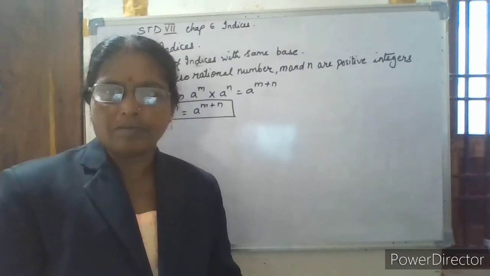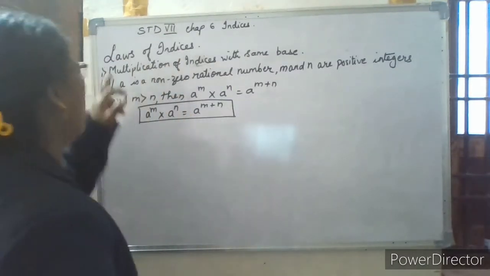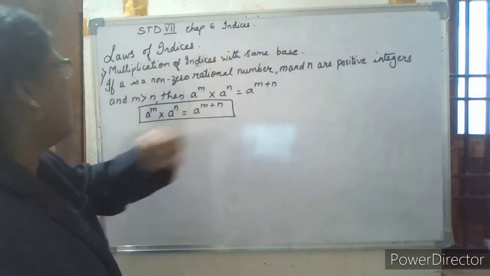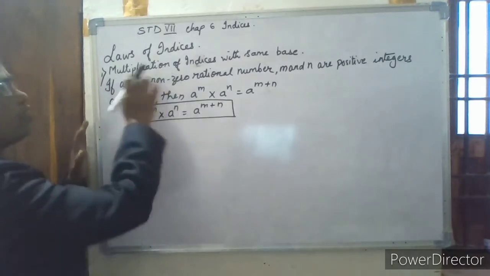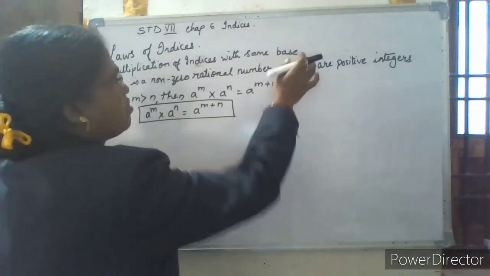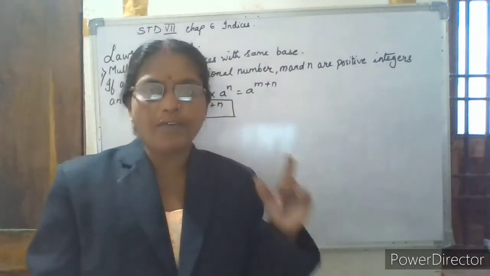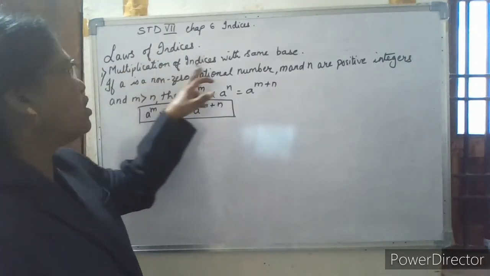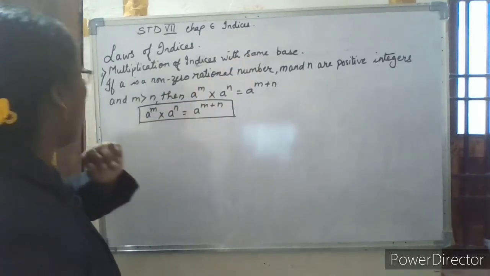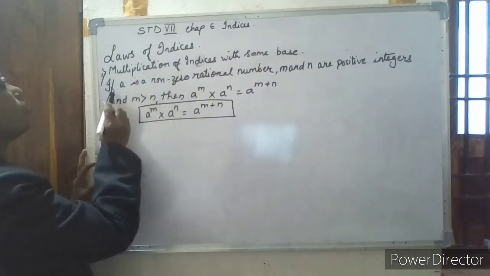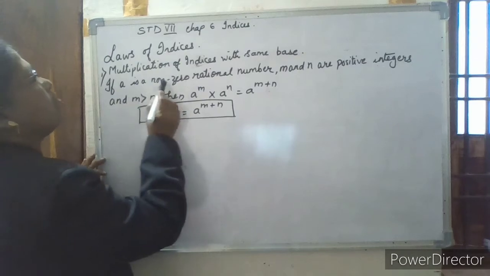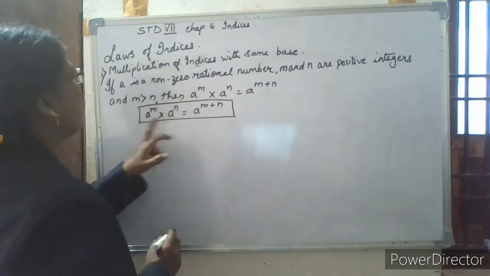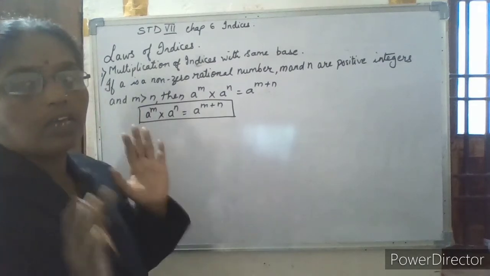Now we are going to learn about the laws of indices, that is, the rules for how to solve indices numbers. See, the first law is multiplication of indices with the same base. If the indices have the same base, then how do we multiply them? See, this is the law: if A is a non-zero rational number, it must not be 0, a non-zero rational number.